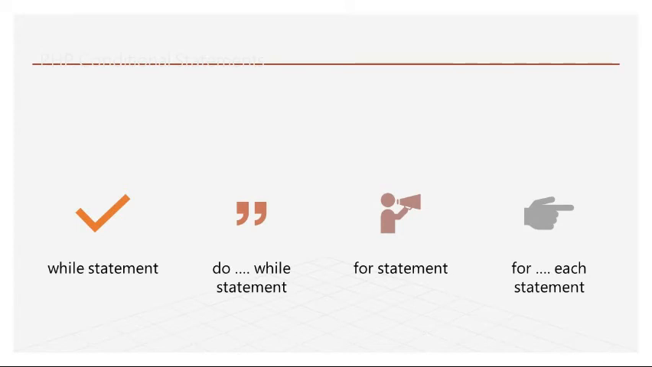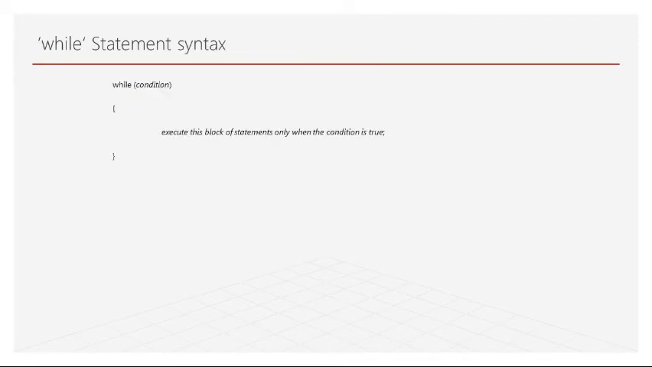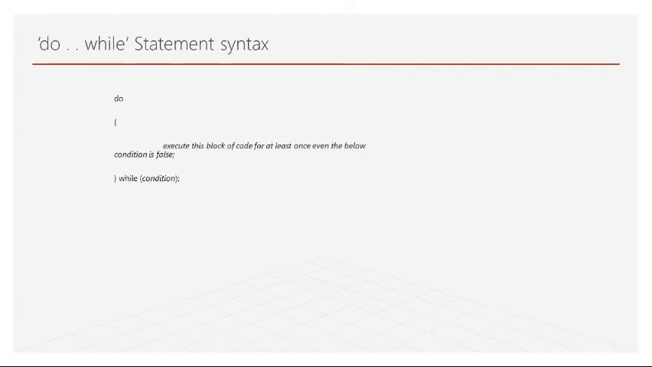While loops through a block of statements and executes them as long as the condition specified is true. The PHP while loop repeats the execution of a block of statements as long as the condition specified is true. Do while loops through a block of statements once, and thereafter repeats the loop, executing the code until the specified condition is true.